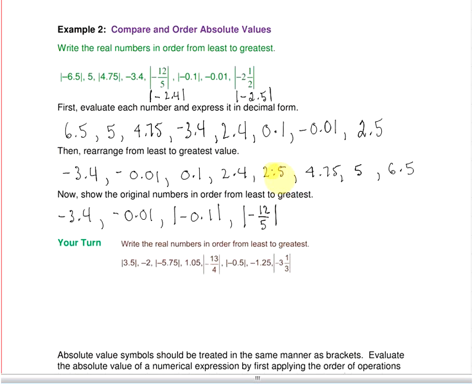And then our next number is 2.5, which we got from the absolute value of negative 2.5. And then the 4.75 came from the absolute value of 4.75. And then the number 5 is next. And then the 6.5 came from the absolute value of negative 6.5. Okay, so the next question is for you to work out. So put pause on and try to do it on your own.